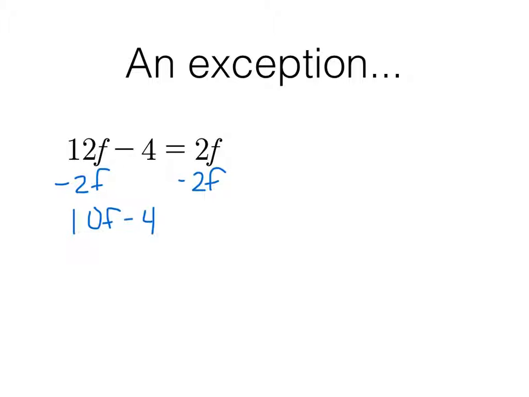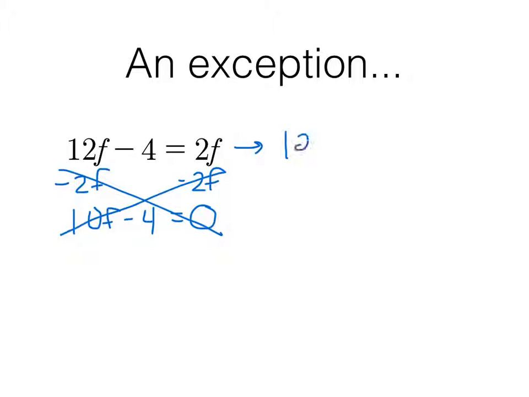10f minus 4 equals, I don't know. What does it equal? Well, what's 2f minus 2f? It's 0. Well, that didn't work out so hot. So I'm not going to be able to do that here. When one side of our equation has only that smaller value of the variable, I can't use that. I'm going to have to deal with my negatives.